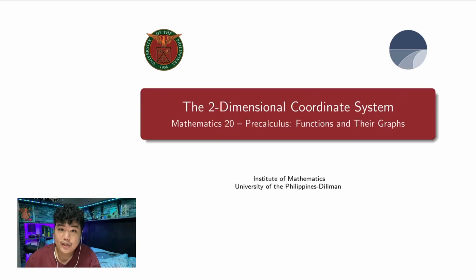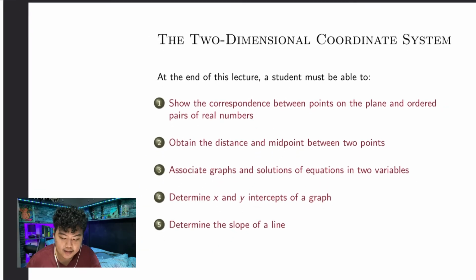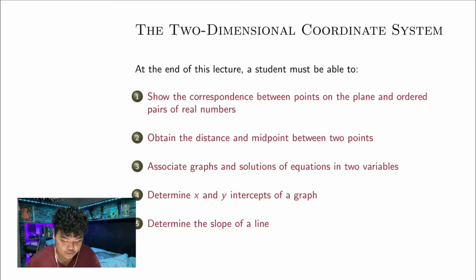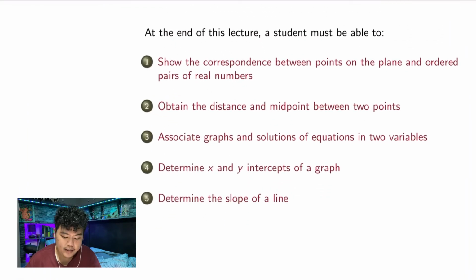So for this lesson, we are going to talk about the two-dimensional coordinate system. And here are our goals for this lecture. Number one, we want to show the correspondence between the points on the plane and the ordered pairs of real numbers. Second, obtain the distance and midpoint between 2 points. Number 3, associate the graphs and solutions of equations in two variables. Determine the x and y intercept of a graph. And finally, determine the slope of a line.